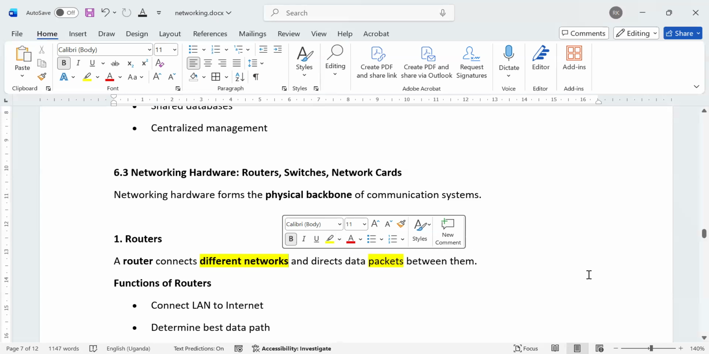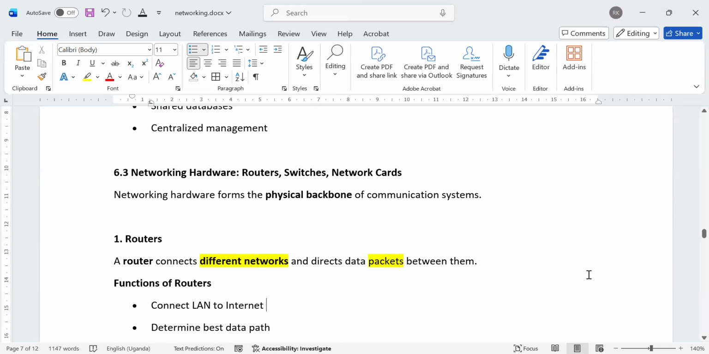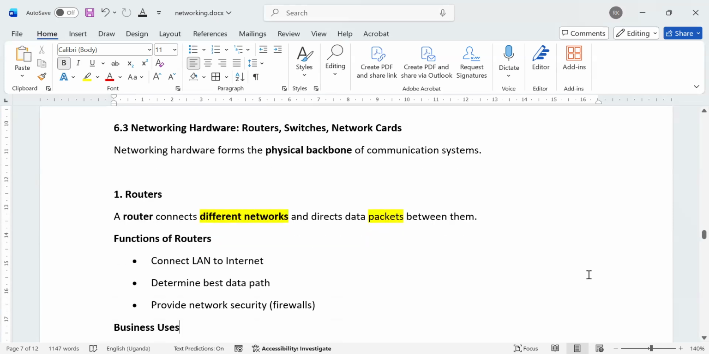So functions of a router: connect LAN to internet. That is one function, and that is a major function of a router, is to connect your LAN to the internet, connect you to the internet. There's no way you can connect to the internet unless you have a router. So it also determines the best path, the best data path.